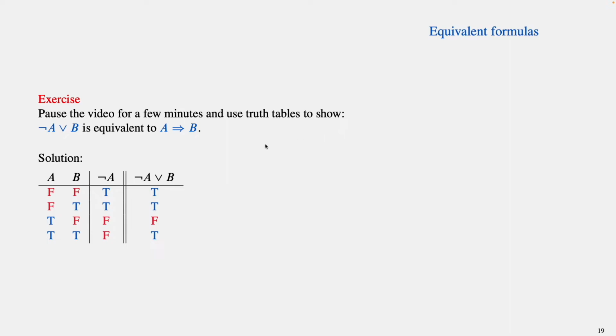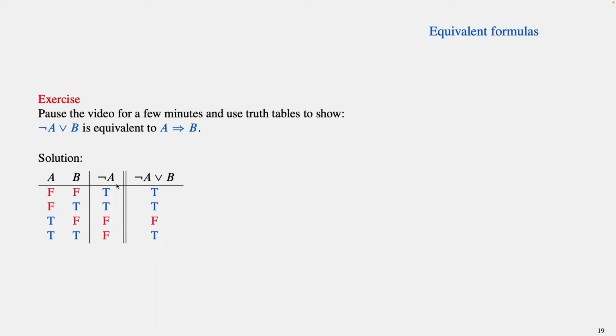All right, I hope you took some time to try it yourself. So let's take a quick look at the solution. And please compare it with your own way. Here we have all possible combinations of true and false for A and B. And the first thing I do, I write down the truth table for the negation of A. So I simply flip the truth values in the first column, getting this one.